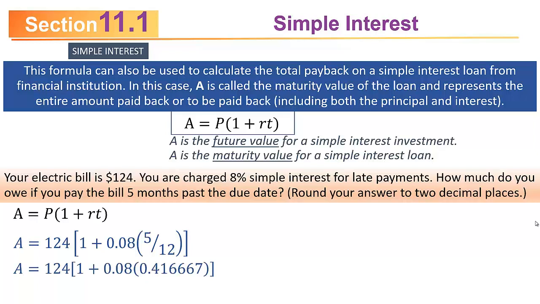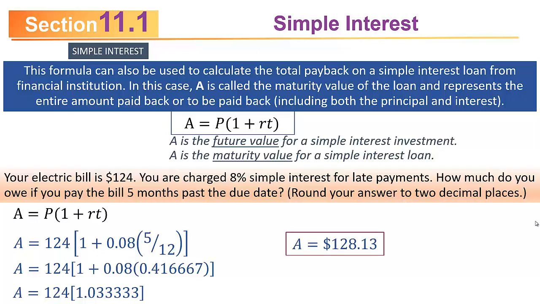5/12 is about 0.416667. Multiply by 0.08 and add 1, and you get 1.033333, and you multiply that by 124, and you end up with $128.13.